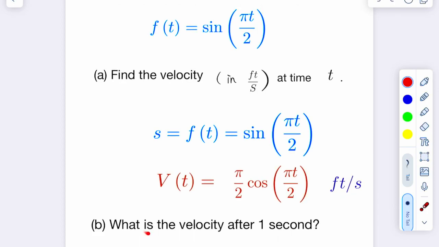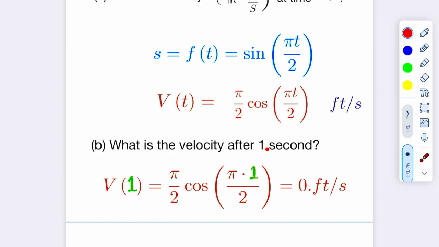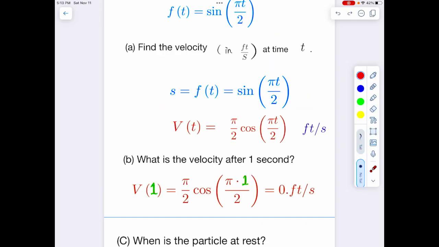Second question, what is the velocity after 1 second? Since we got the velocity function, all we have to do is substitute t equal to 1 and find out the velocity after 1 second. Since cosine of pi over 2 is equal to 0, 0 times pi over 2 will give us 0. So the velocity after 1 second is 0 feet per second.